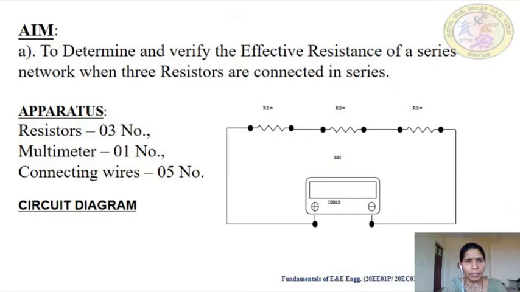Aim of the experiment: to determine and verify the effective resistance of a series network when three resistors are connected in series. Apparatus required: resistors 3 numbers, multimeter 1 number, connecting wires 5 numbers. Let's see the circuit diagram. The resistors R1, R2, R3 are connected in series like a chain, and it is connected across the leads of the multimeter.